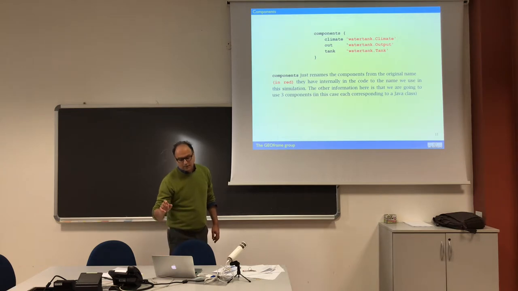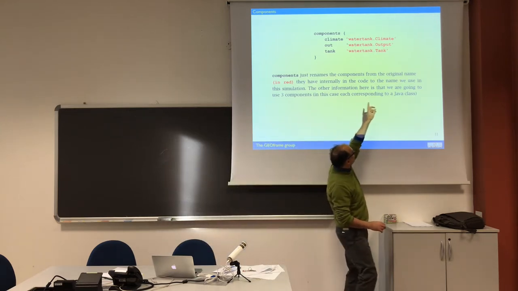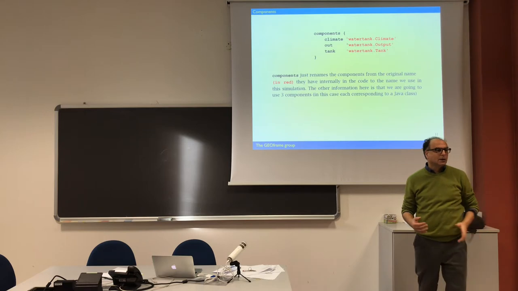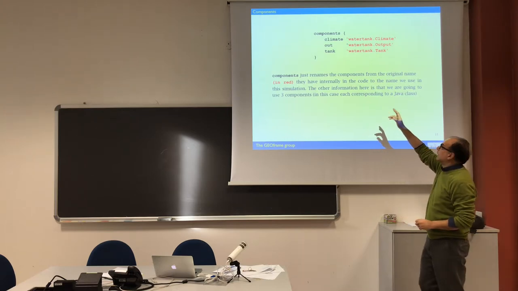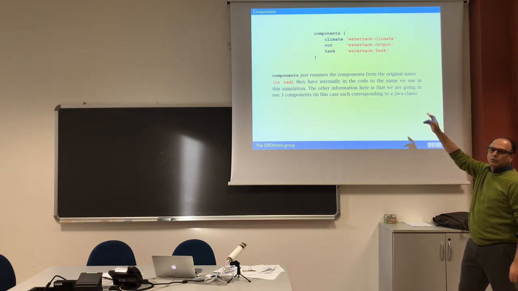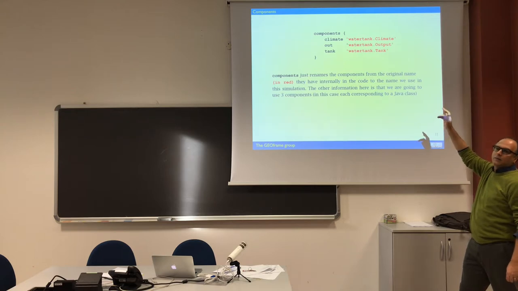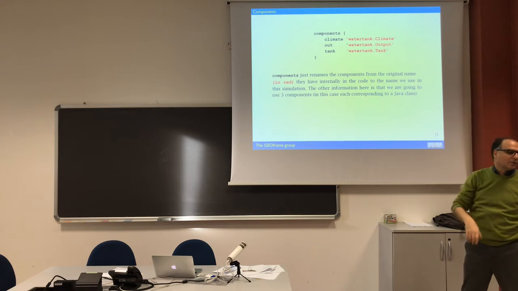Each one, climate, output, tank, are actually three Java classes. These are three objects that do three specific things. Because the namespace of the thing on the right can be very long, we use some name for them. For instance, we will use something which is org dot jgrasstools dot whatever dot raster breeder. You don't want to go along with that long name, so instead of that you use a short name.